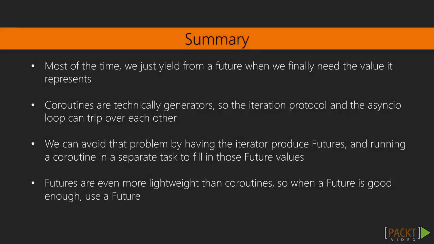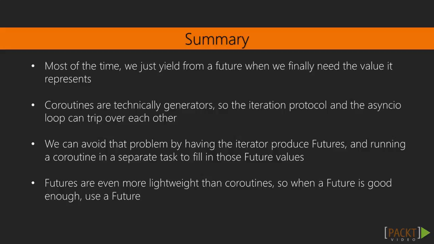So, futures are rather a lot the same in terms of functionality and their basic paradigm between concurrent.futures and asyncio. Asyncio allows us to simply yield from a future, to wait for its value to become available and to retrieve it. Apart from that, it behaves and looks very much like a concurrent.futures future. Coroutines are generators, so the iteration protocol can interfere with asyncio's task scheduling. But we can avoid that problem by using futures as the thing to iterate over rather than the objects themselves.